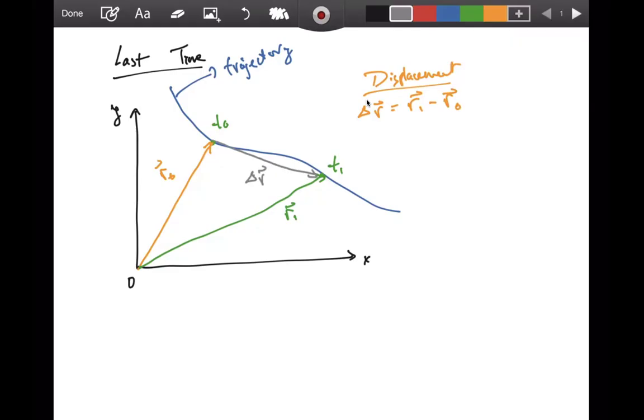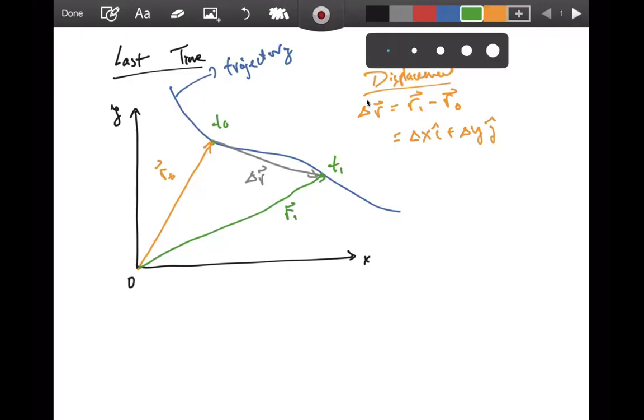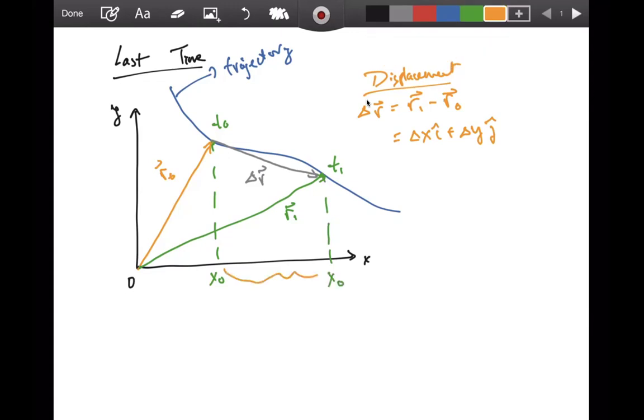In Cartesian coordinates, this then splits up into the displacement in the x direction, i hat, plus the displacement in the y direction, j hat. So this is the vector sum of the two. Basically, this is my initial x position. This then is my final x position. Then my displacement in the x is simply this here. So this is delta x, which points in this direction.